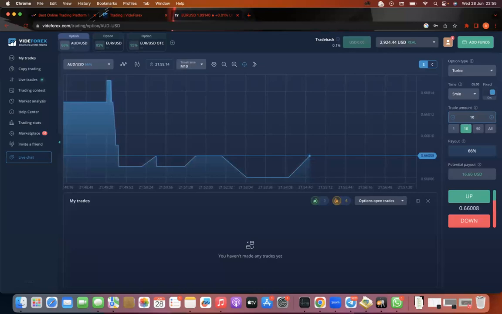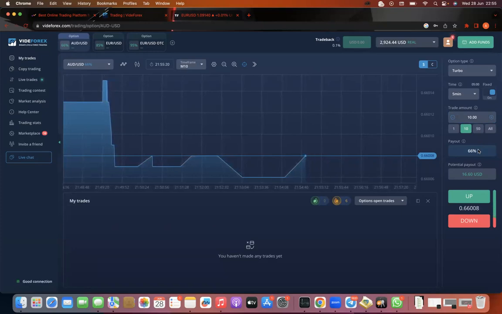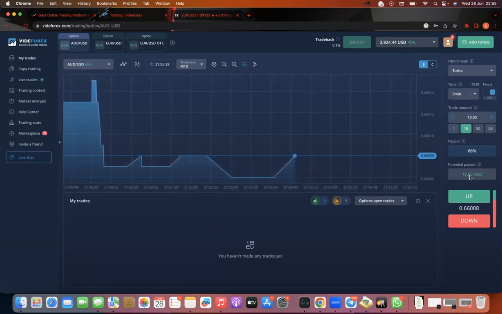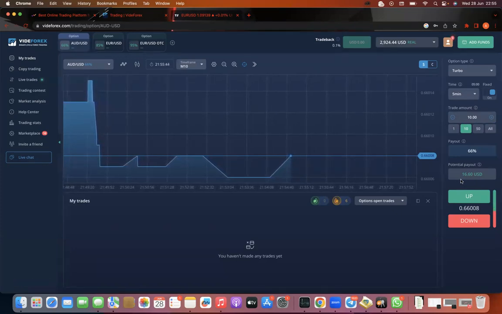Let's take it as 10. Then below here, you can see your payout, what your payout actually is. That is your percentage payout. Basically, if I risk $10 on this trade and I win, I'm going to win an additional 66% of $10, that's an additional $6.6. So they actually added everything for me. That's my risk amount plus my profits, $16.6 US dollars.